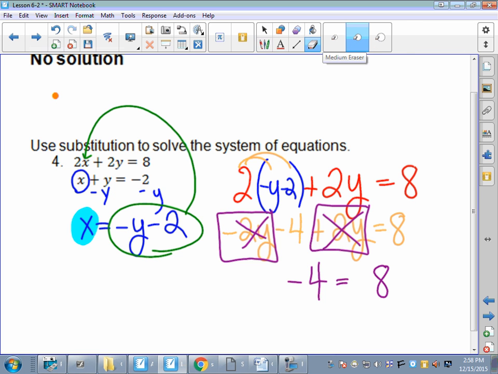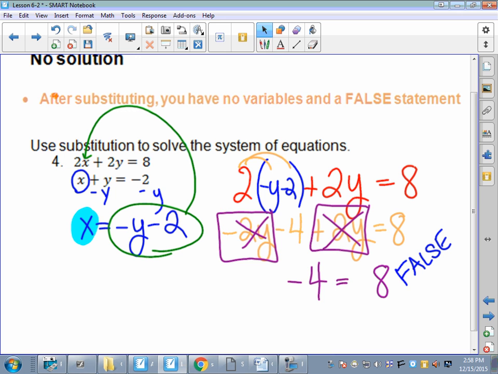I hope you agree that that is a false statement. There are no variables left. So we've got ourselves no solution. Again, if we graphed this, these would be parallel lines. They would never touch each other. So there is no solution. There is no point of intersection.